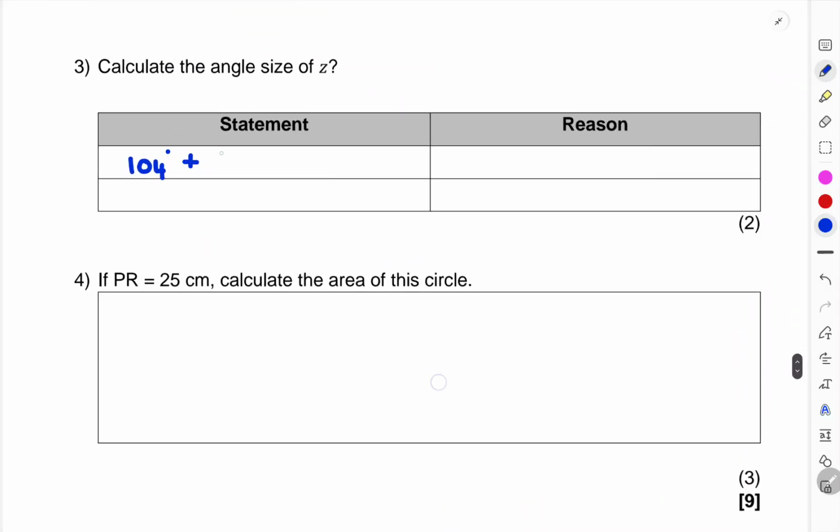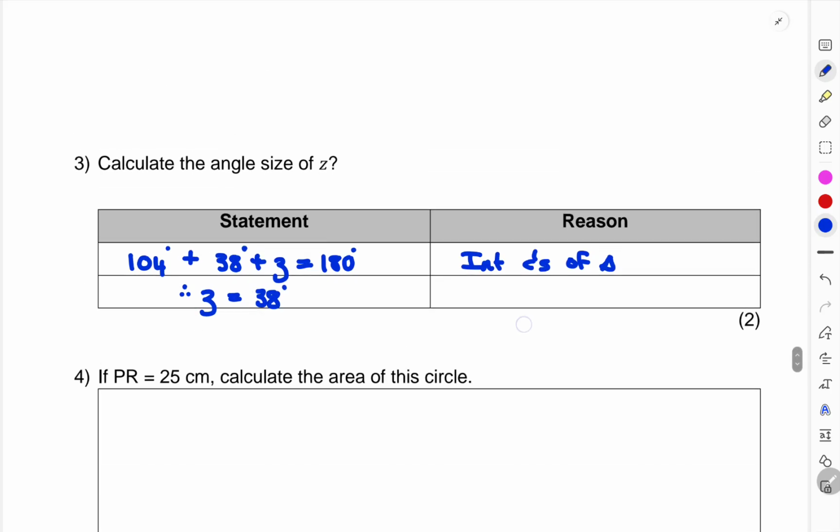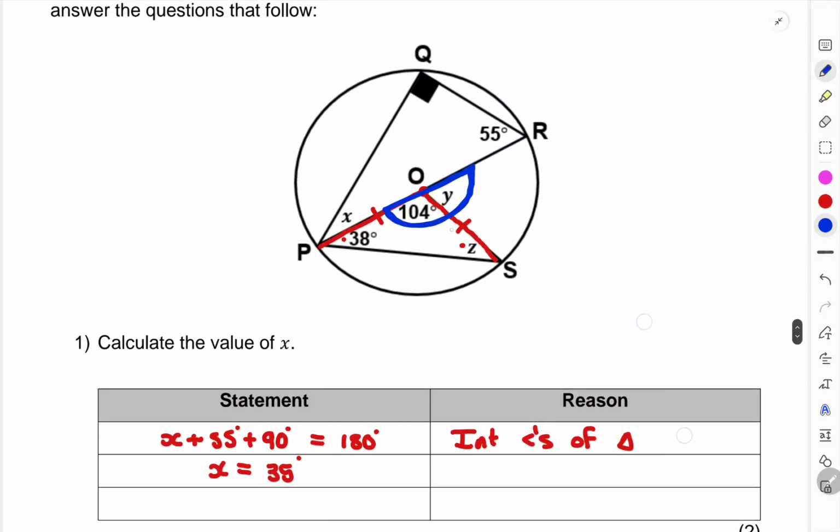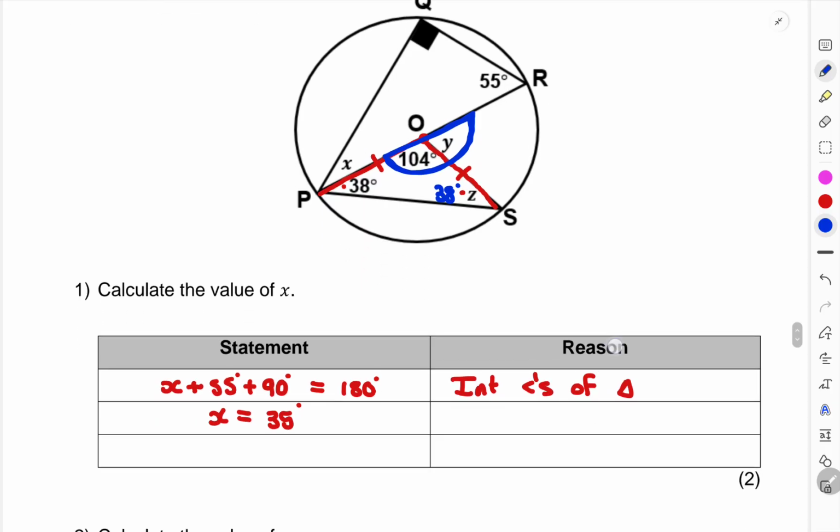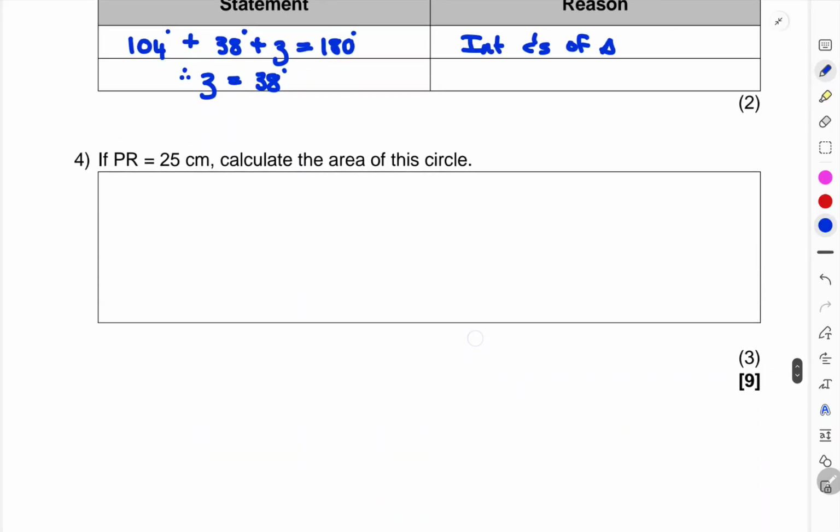So 104 degrees plus 38 plus Z is equal to 180 because of interior angles of a triangle. Thus Z is equal to 38 degrees. Okay, like I said, remember we could have deduced that it should be the same because of the radii that is formed from the center of the circle.